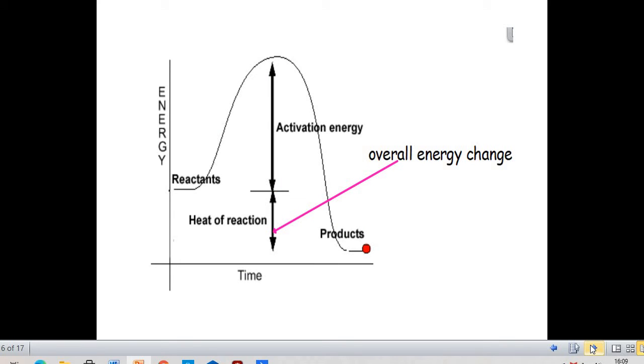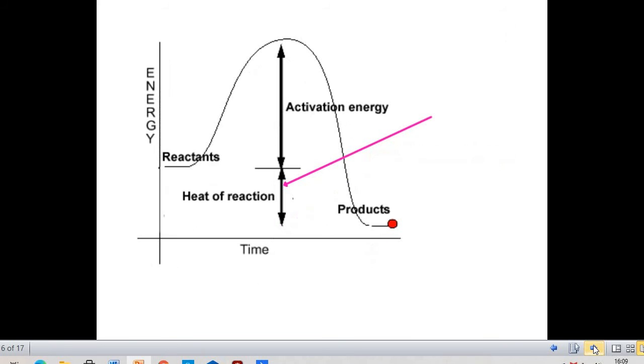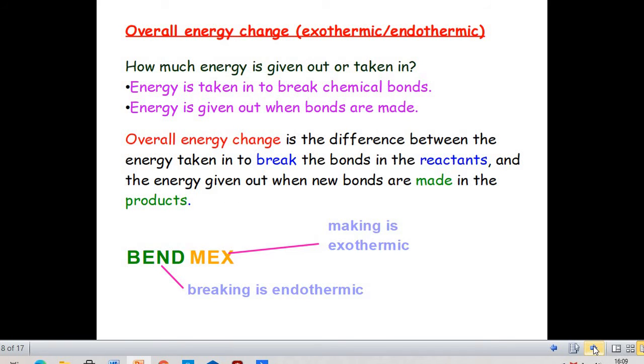So this is an energy level diagram. What you need to label is the overall energy change, and you can see that is the height difference between the reactants and the products. So it's that length there. It's the height difference between the energy of the reactants and the energy of the products. That's the overall energy change, and that will tell us whether something is an exothermic reaction or an endothermic reaction. Okay, so that's in your book. You need to label that. So the overall energy change, telling you whether something is an exothermic or an endothermic reaction.